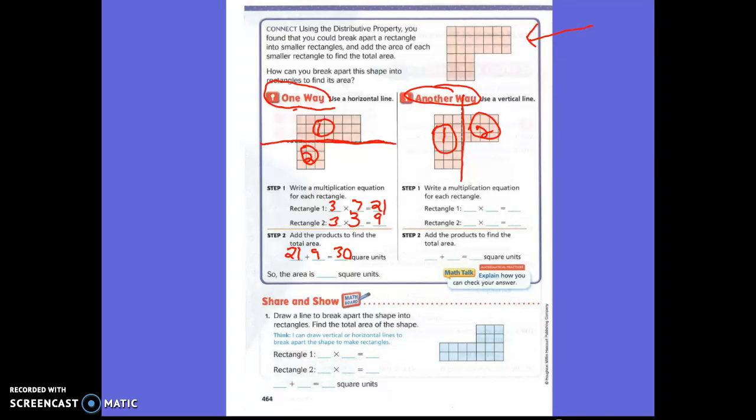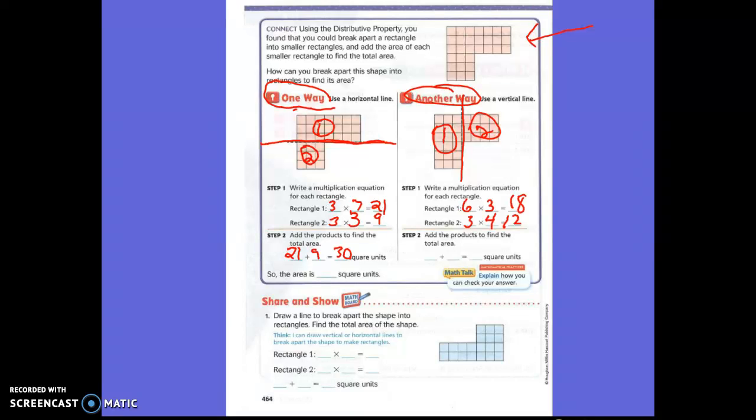Rectangle 1, what's the length? Aubrey? No, for rectangle 1. 6, you guys agree? Yes. Okay, what's the width for rectangle 1? Callie? 3. What's 6 times 3, guys? 18. Okay. Now, for rectangle 2, what's the length? Eli? 3. What's the width? Cooper? 4. What is 3 times 4? 12.